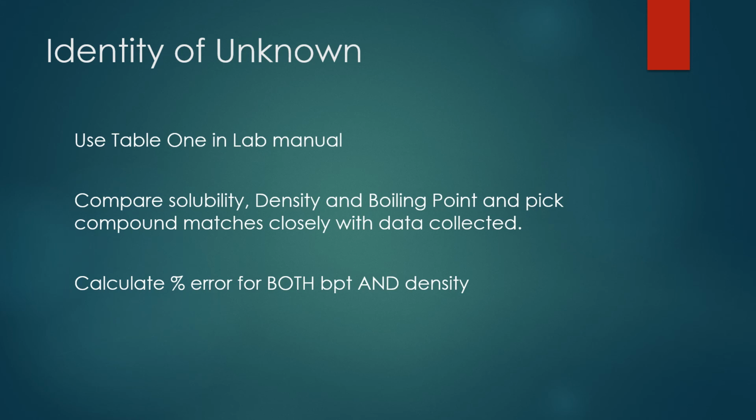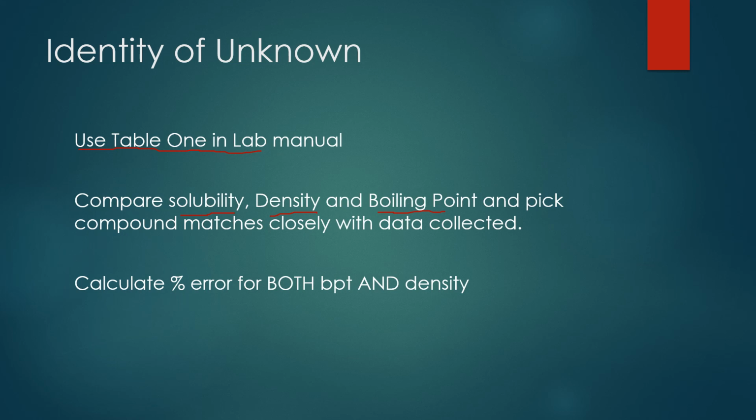Now, the last part is the identity of the unknown itself. So use that Table 1 in your lab manual, compare your solubility, whether it was soluble S or insoluble INS, to help narrow it down that way. Then compare your densities. What did you get for your average density? And narrow down even further. And then last, use your boiling point. Pick the compound that matches closely with the data collected. It will not match perfectly.